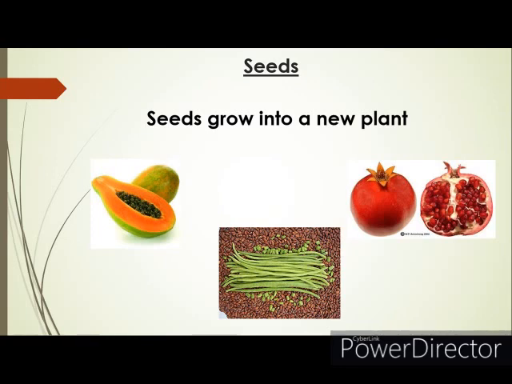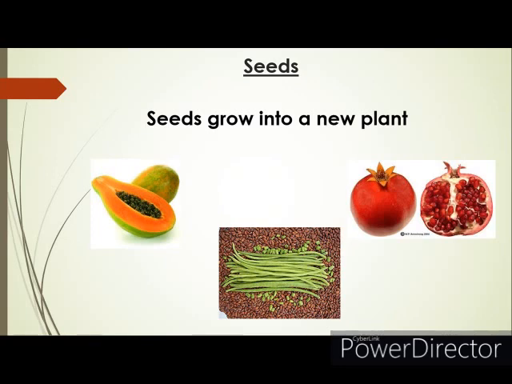See, you can see papaya, pomegranate, okay, pea plant, and their seeds. These seeds are the babies of a plant. Okay, seeds grow into a new plant.